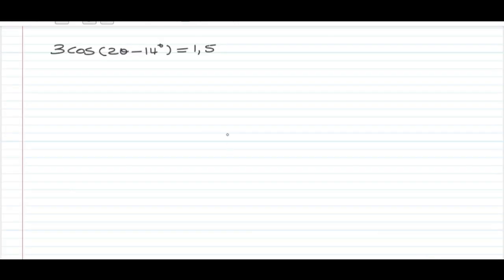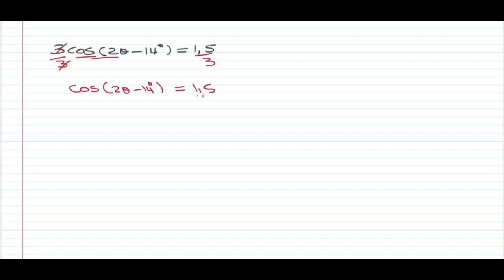I have 3 the cos of 2 theta minus 14, and this is equated to 1.5. So now we need to do what? We need to solve for theta. Remember, the aim is to isolate the cos of the angle on one side. So to do that, I'll divide both sides by 3 first. Then on this side, the 3 cancels. We are left with the cos of that angle, 2 theta minus 14 degrees, which is equated to 1.5 over 3.